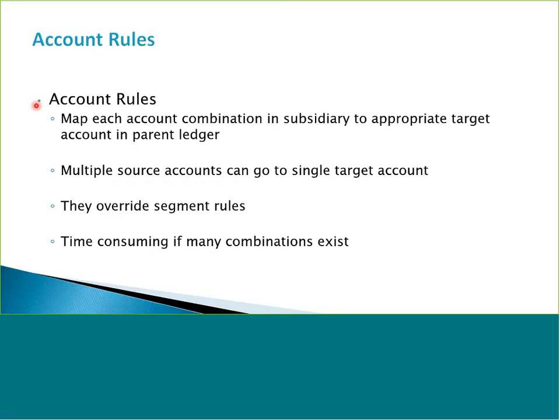This screen here is basically a summary of what I've just said. So for account rules, you map each account combination in the subsidiary to the appropriate target account in the parent ledger, or chart of accounts. And as we said, multiple accounts from the source can go to a single account, or it can just be one-to-one.